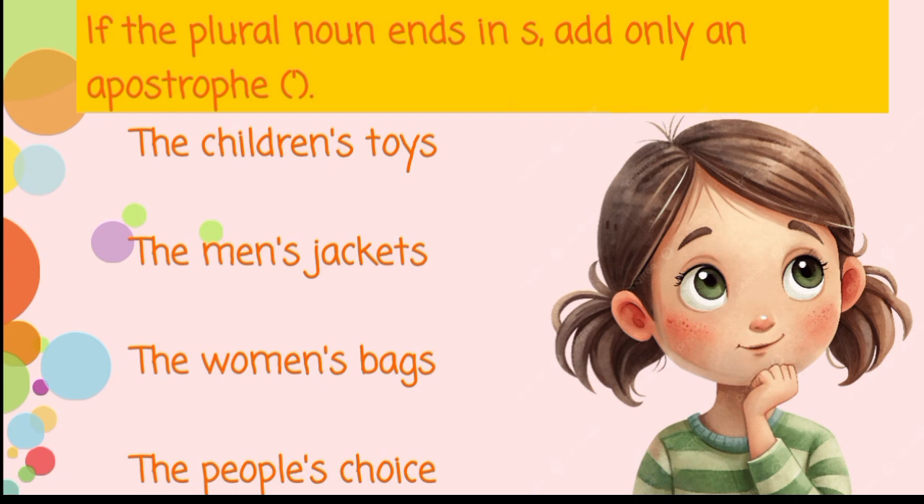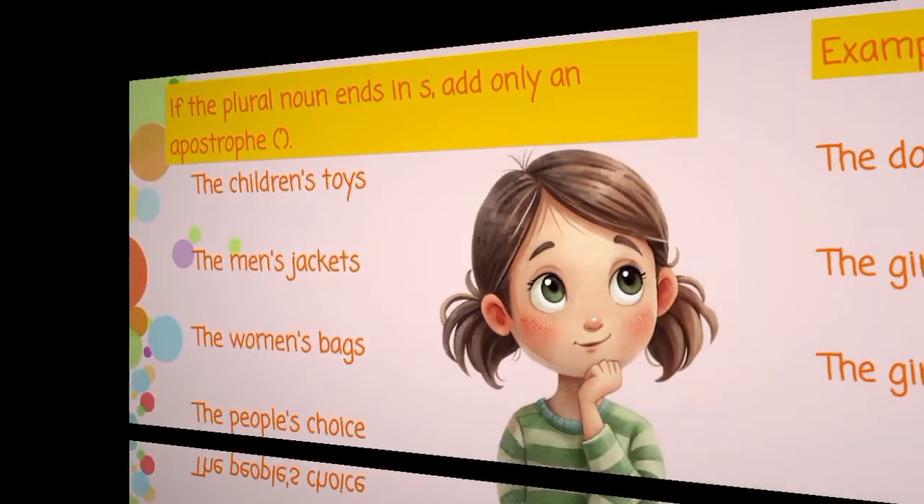Next we have the men's jackets. Here men is a plural noun, so again we have added apostrophe s. The women's bags. Women is also a plural noun, so again we have added apostrophe s. The people's choice. Here people is a plural noun, so we have again added apostrophe s.